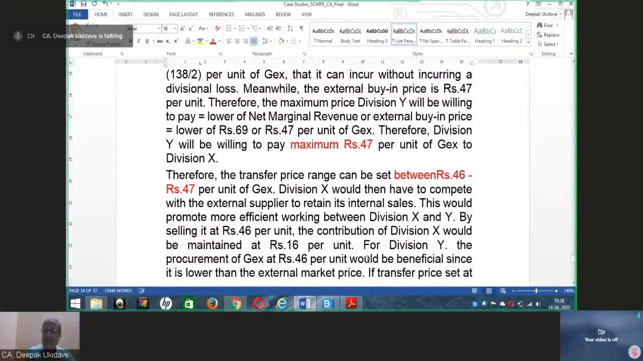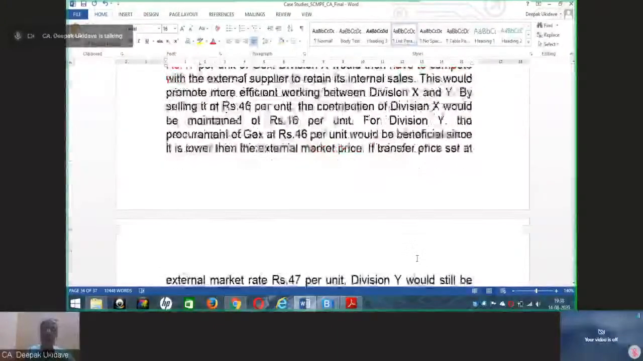The maximum they are ready to give is 47. So 46 rupees definitely they will be ready because it is lower than the external market price. If they procure from market, it is 47. Internal supplier is charging at 46. So by charging at 46, division X makes a profit of 16 rupees, contribution of 16 rupees per unit, and division Y also saves rupee 1 as compared to the market price.